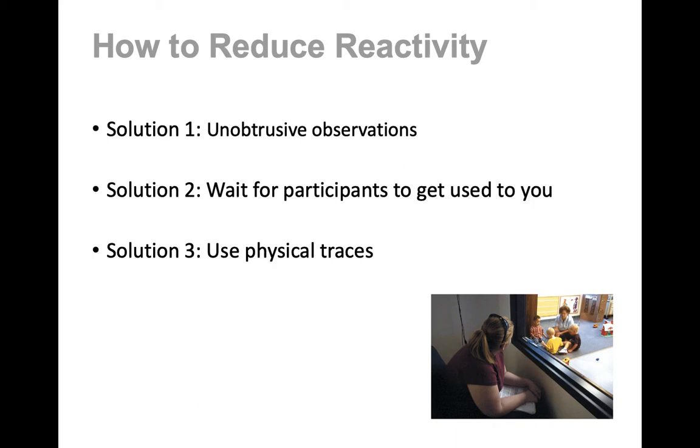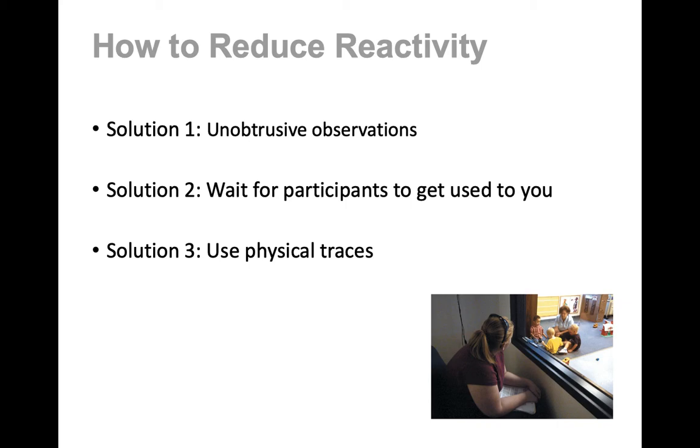So how to reduce reactivity? The first thing would be to use unobtrusive observations. Basically blend in. Make yourself less obvious by observing through a one-way mirror, or observing from the back of the classroom, or observing in a place that people can't necessarily see you. The second solution would be to wait for participants to get used to you. It could be a good idea to have participants get used to your presence by visiting the site that you're going to observe a couple times before, so that participants become familiar with you being around, get used to you, and don't change their behavior.